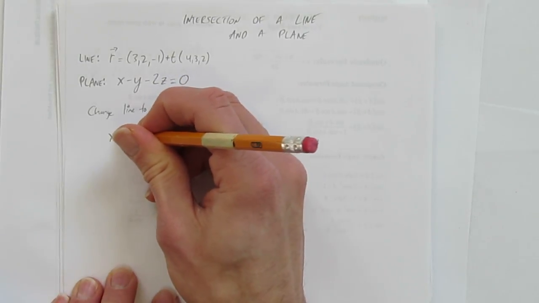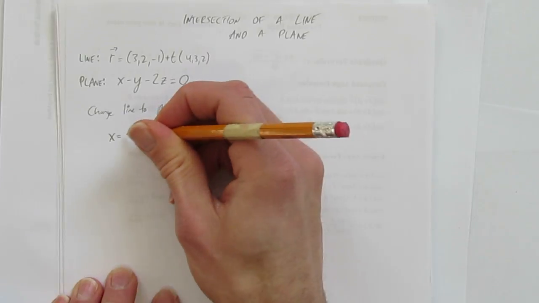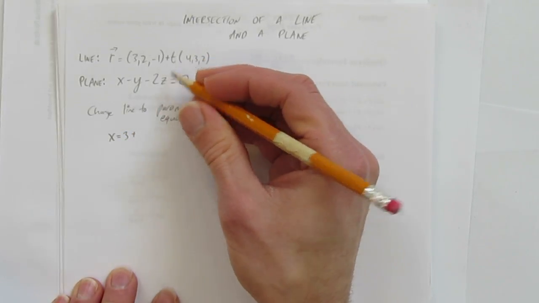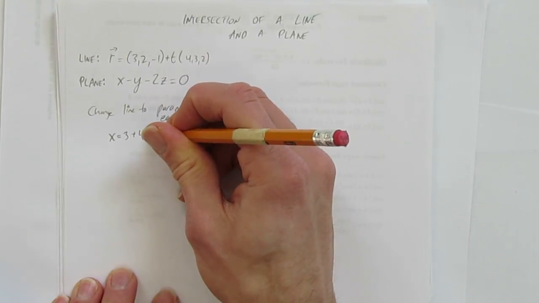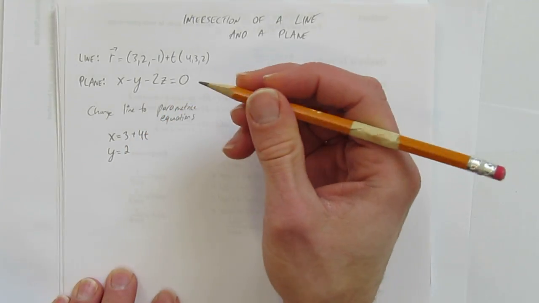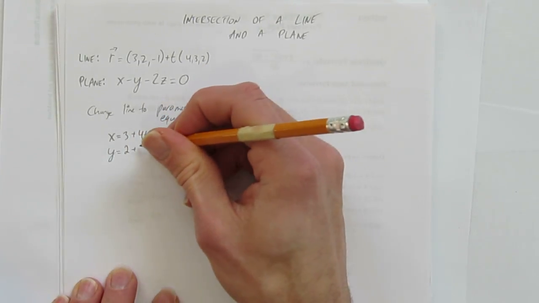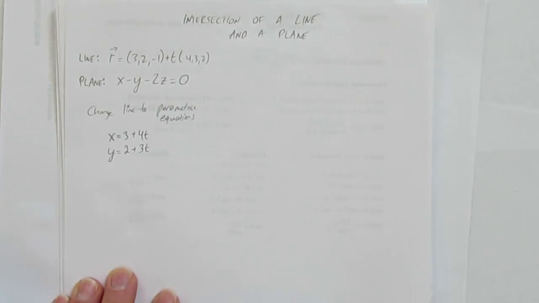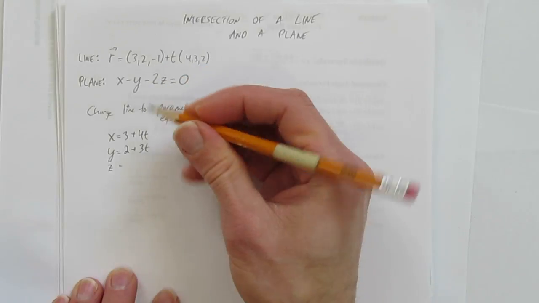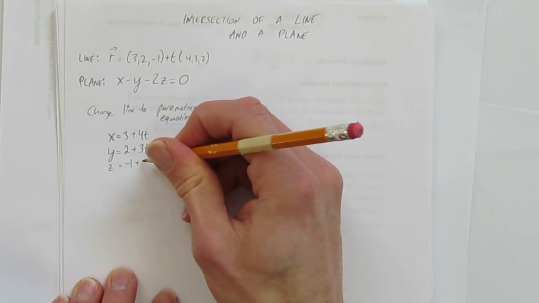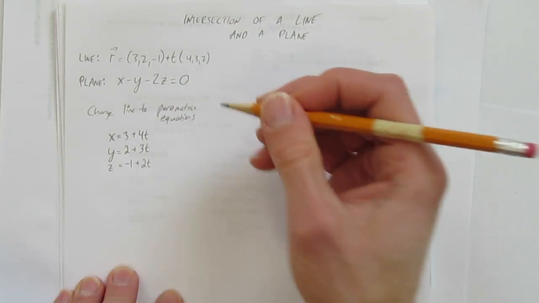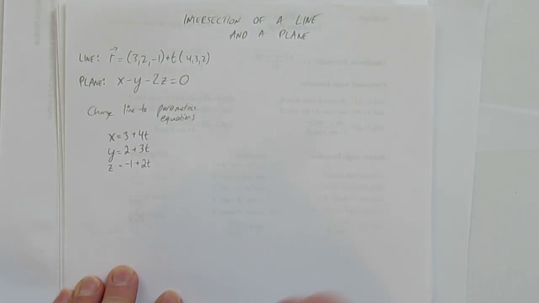So we can say the x is the result of taking the starting x value, 3, and adding on 4 times whatever we pick for t. And we could say the y value is just the starting y value, 2, plus 3 times whatever the t we choose is. And finally our z value, which starts at negative 1 and adds on 2 times whatever we chose for t. That's step 1. We've changed the line to parametric equations.